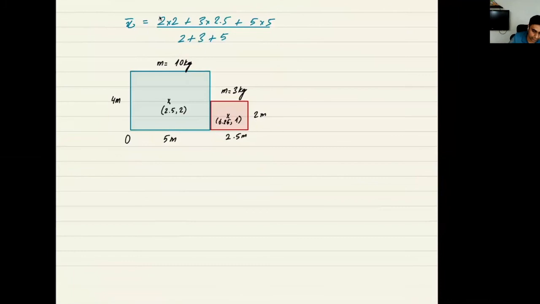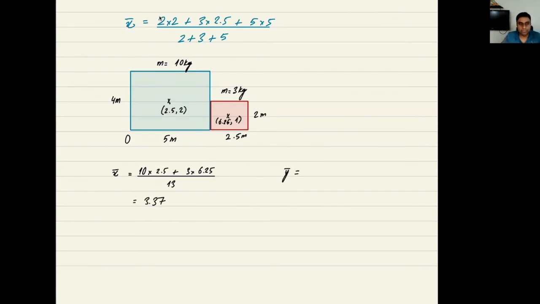What's the formula? Formula is x bar equals m1 times x1, which is 10 times 2.5, plus m2, which is 3 times x2, which is 6.25, divided by m1 plus m2, that is 13. अच्छा, इससे मुझे क्या मिल जाएगा? I'll get the x coordinate. That's coming out to be 3.37. Likewise, I could find out the y coordinate.